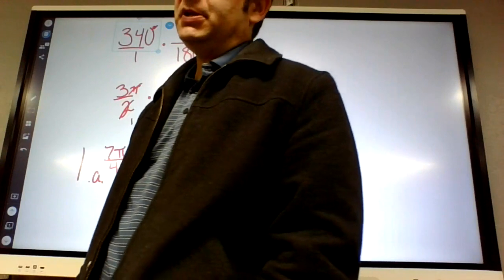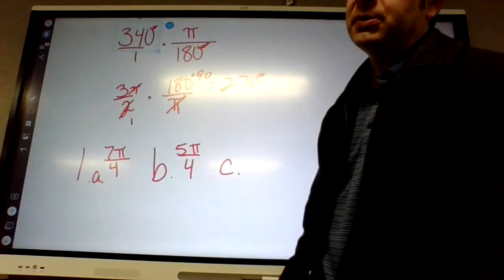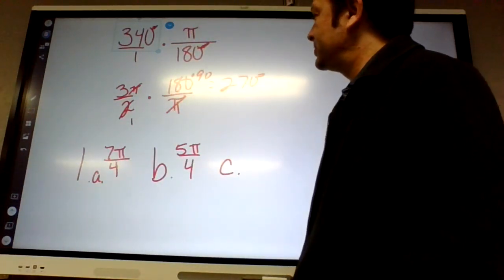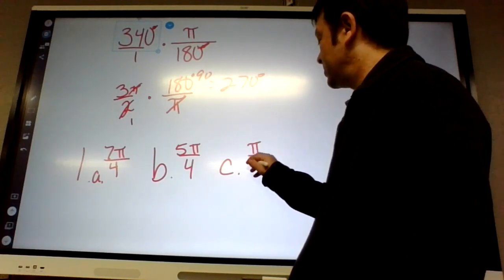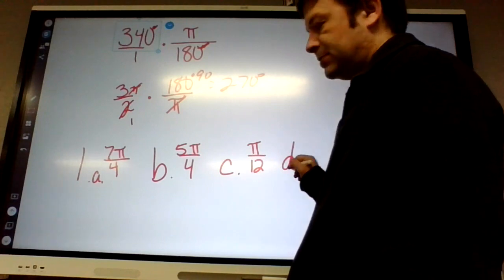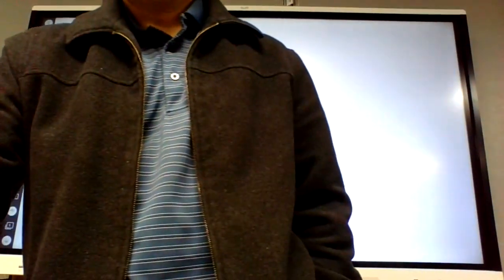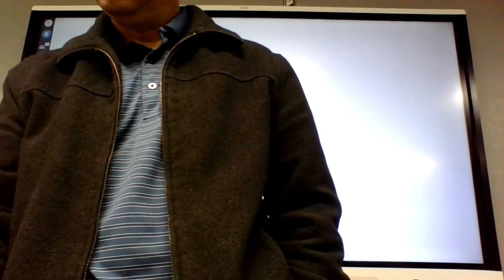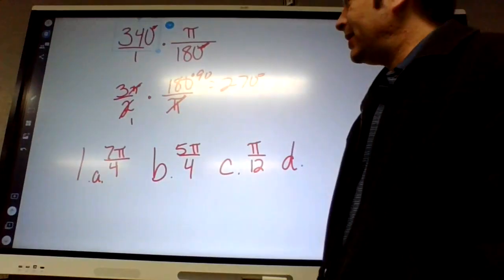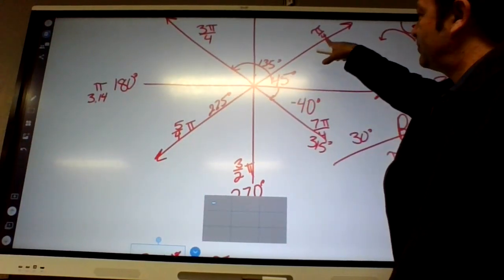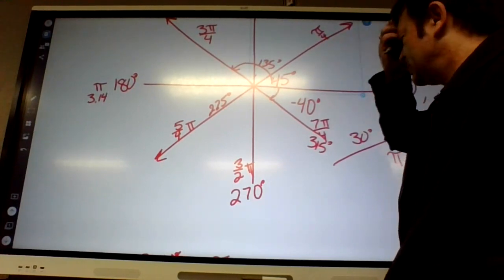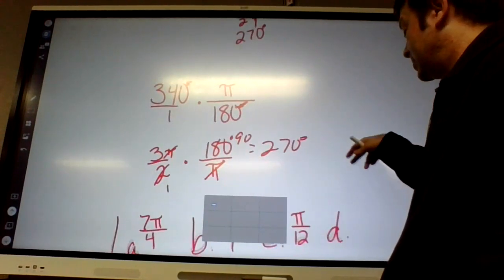C, 15 degrees. Well, I didn't put that one up there. 15 degrees is like 1/12 of 180, so it'll be pi over 12. Did they put that in the circles? No, they didn't. Okay, negative 45. I don't know if you guys remember, we said 45 is like pi over 4, because it's a fourth of 180. So negative 45, you just put negative pi over 4.